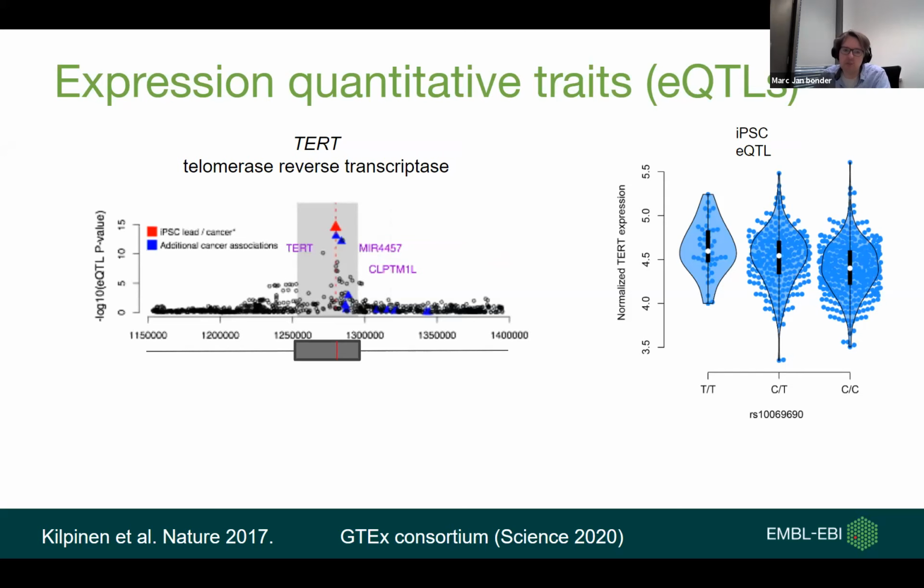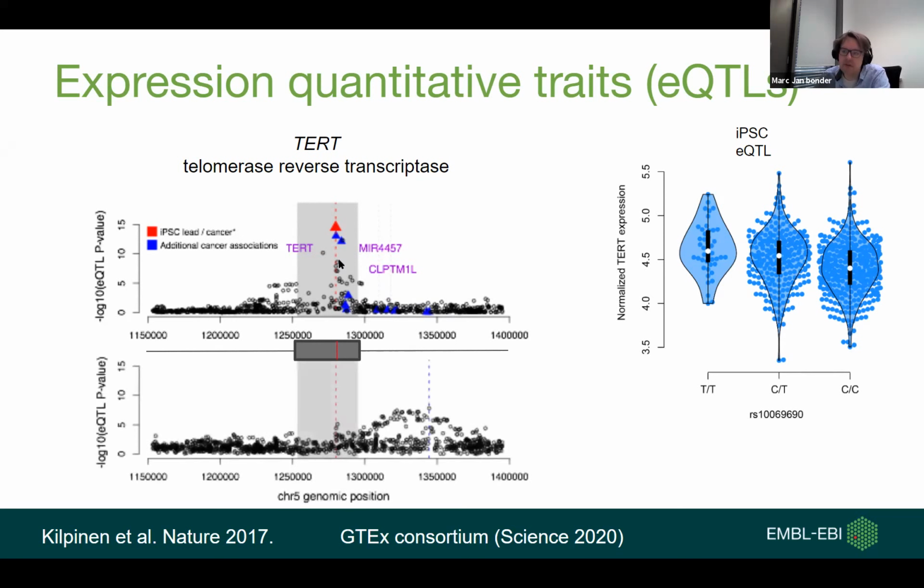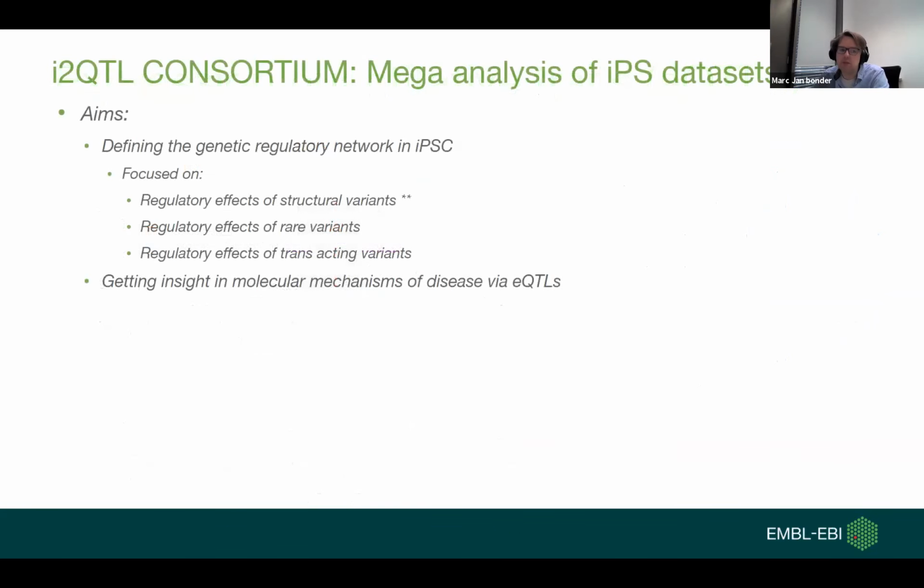Of course, there are many more variants in this locus. Here you see a Manhattan plot of the gene region, and you see this red line. In this case, our top eQTL variant in iPSCs is also linked to cancer, and there are multiple other variants here, the blue dots, which are linked to cancer. But we also see that this is a very different regulatory pattern from what we see on average in the bottom, over all of the different GTEx tissues. So the iPSC regulatory landscape is very different, and it can be interesting for cancer like we see here, but also for development. So to study this in a larger context, we started the iPSCQTL Consortium.